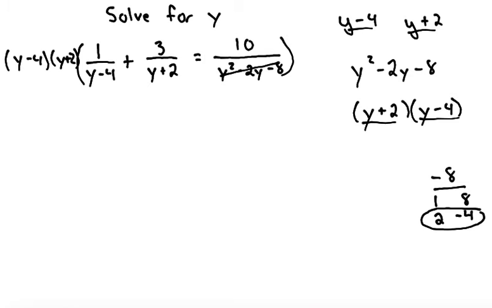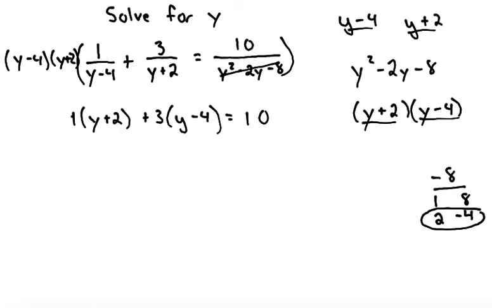For the first term, when we distribute, the y minus 4's will cancel, so we'll have 1 times y plus 2, because 1 is our numerator. For the second term, if we distribute, the y plus 2's will cancel, and we're left with plus 3 times y minus 4. And again, when we distribute the y minus 4 and the y plus 2, that cancels with the quadratic denominator. So we're just left with 10 on the right-hand side.